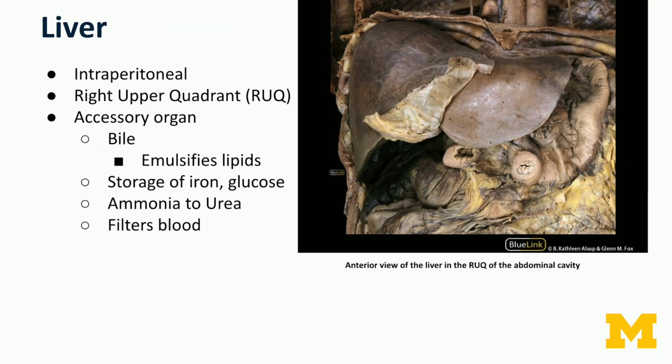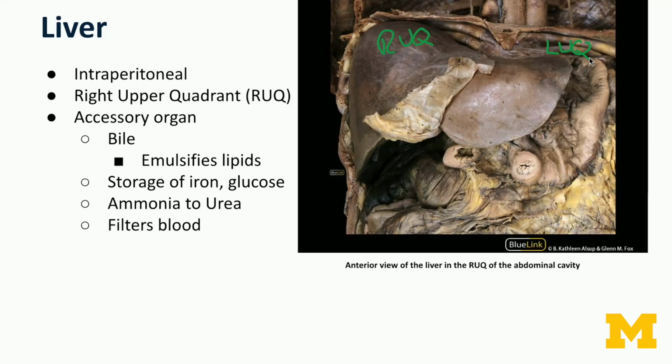The liver is a massive intraperitoneal organ that is found mostly in the right upper quadrant, but also spills over a little bit into the left upper quadrant as well. It is an accessory organ of digestion. It produces a substance known as bile, which is very important for the emulsification of lipids. So we surround these lipids with bile so that we can break them down into smaller and smaller bits.